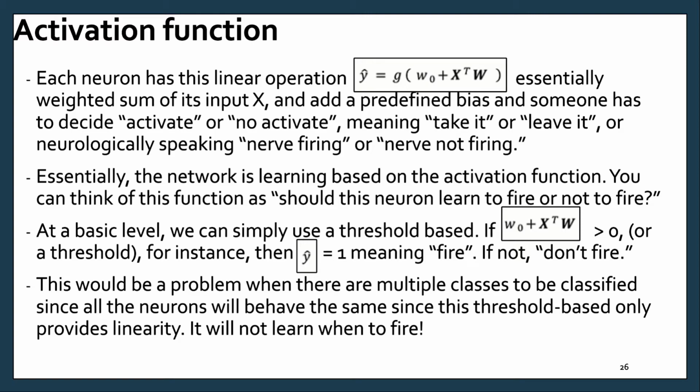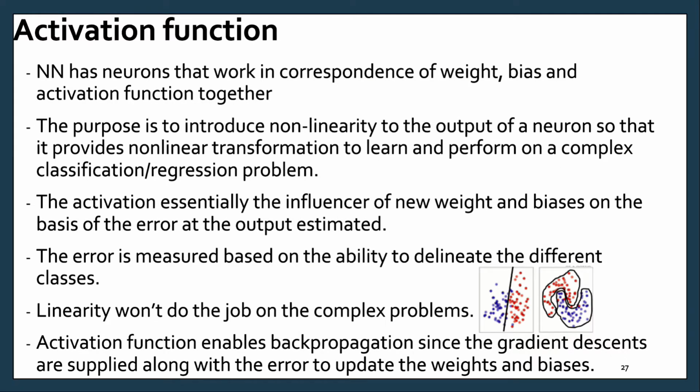As easy as that. This would be a problem when there are multiple classes to be classified, since all the neurons will behave the same. Since this threshold base only provides linearity, it will not learn when to fire. So again, neural networks work with weight, bias, and activation function together. The purpose is to introduce nonlinearity to the output of a neuron, so that it provides a nonlinear transformation to learn and perform a complex classification or regression problem. It's going over and over again, so I don't need to mention these other bullets.